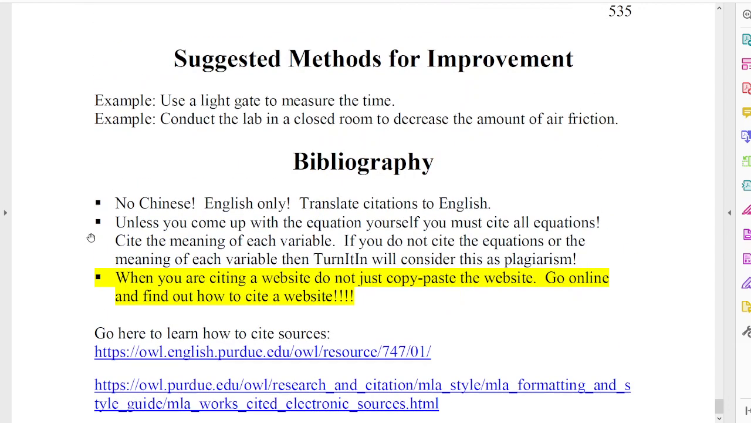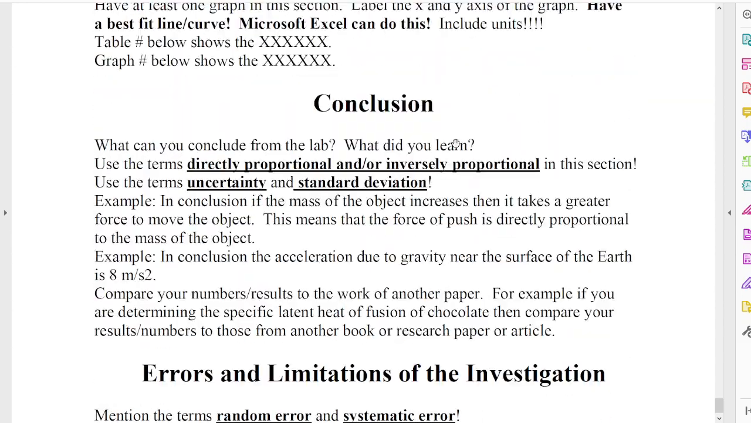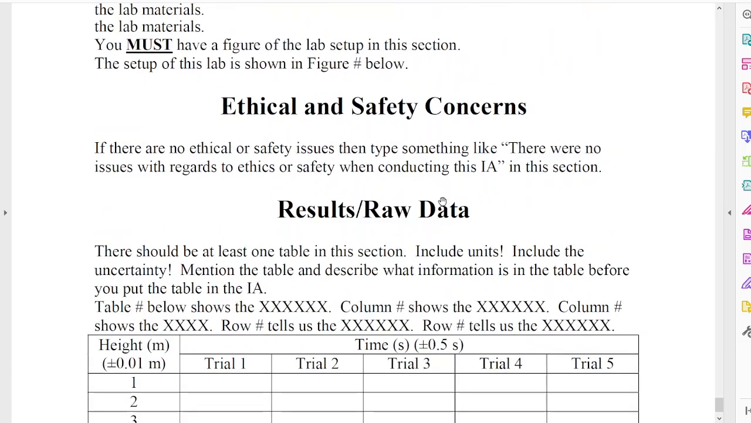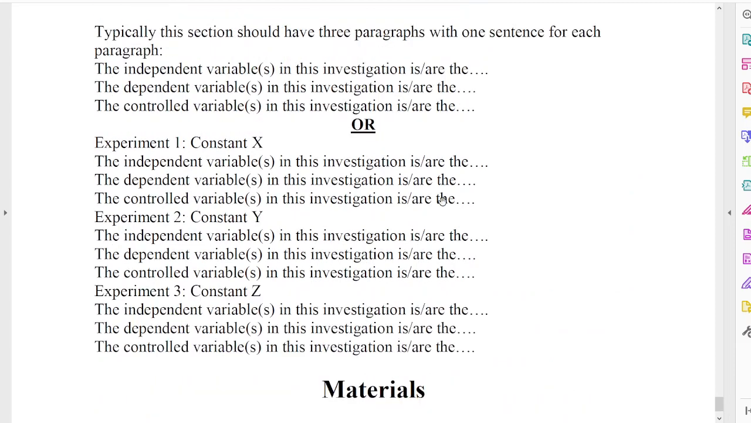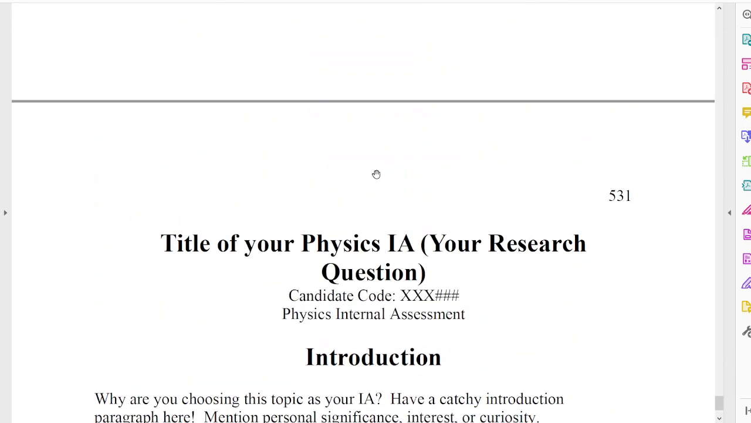So remember, do not change these titles, these headings. As long as you have something like a few sentences written under each of these headings, you could easily get at least a 4 or a 5 on your IA. Of course, your goal is to get a 7, because it's worth 20% of your grade.